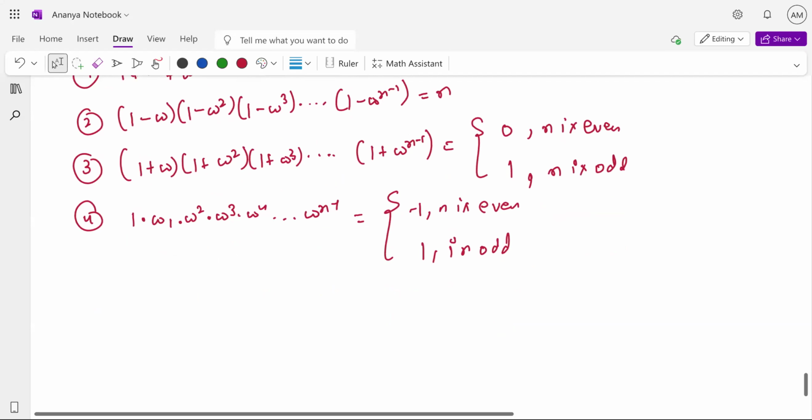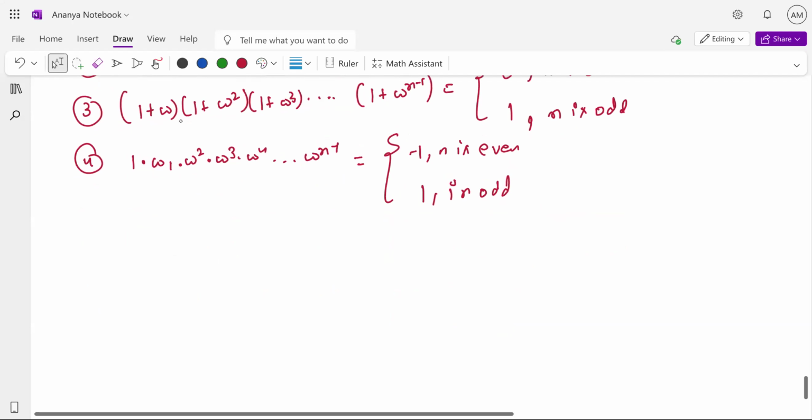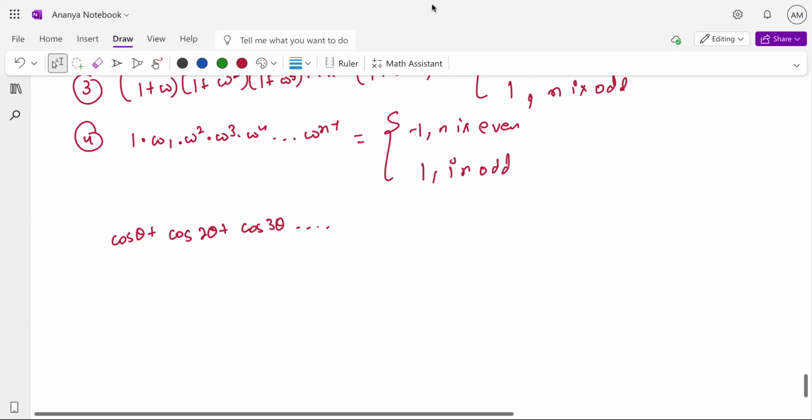All right. So one more thing we should discuss. This is a more important property: cos theta plus cos 2 theta plus cos 3 theta dot dot dot, till cos n theta. This is a general property, not only for these complex numbers. If you see this kind of series while solving a problem, this is the trigonometric property.